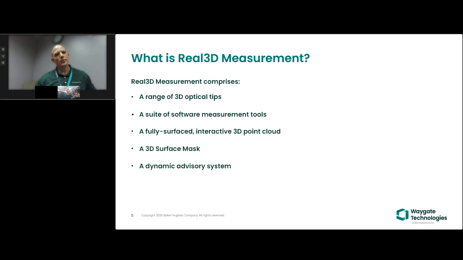So first off, what are we referring to when we use this term real 3D measurement? This really encompasses a range of things, including a number of 3D optical tips, a suite of software measurement tools, a fully surfaced interactive 3D point cloud, which is kind of a foundational item for real 3D measurement. We have something we call a 3D surface mask, and then a dynamic advisory system. So all these things together are what we refer to as real 3D.